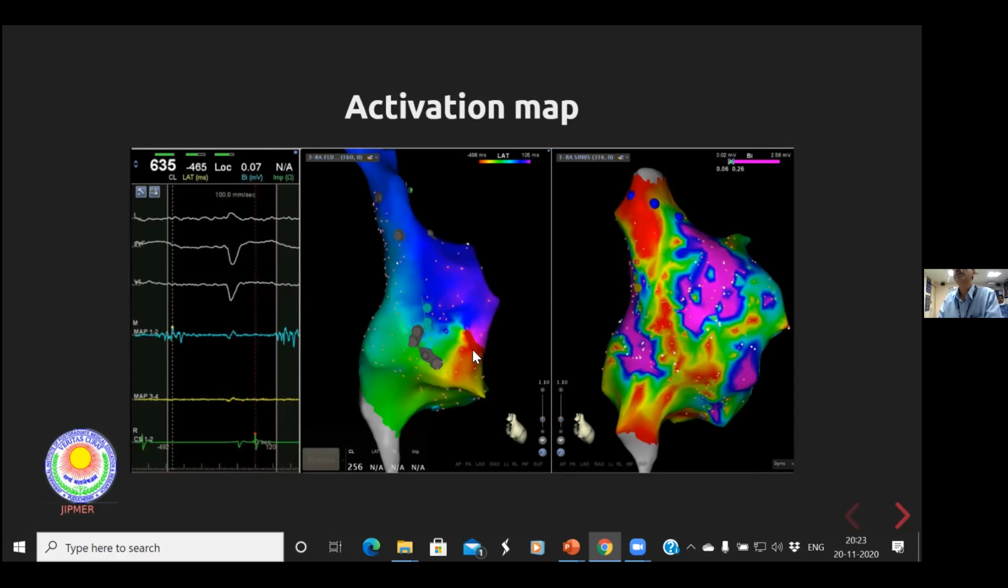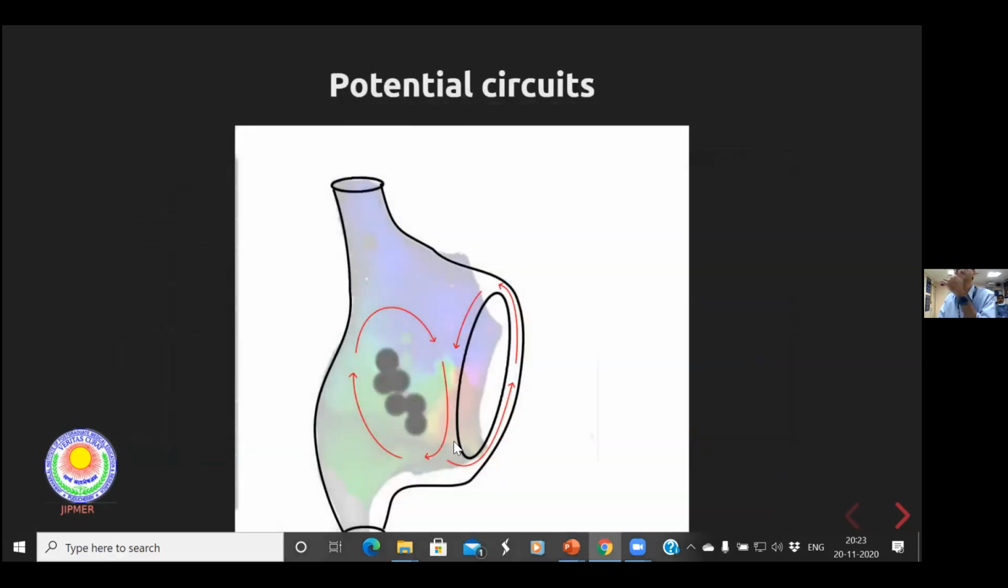Because the other thing you can see, if you turn this around, is another circuit that goes red, yellow, green around the tricuspid annulus and comes back here. You could visualize two circuits in your mind. And in these cases, it is always a question: is the actual flutter around the tricuspid annulus? Is it around the scar here? Or is it a dual loop flutter with both loops being active?